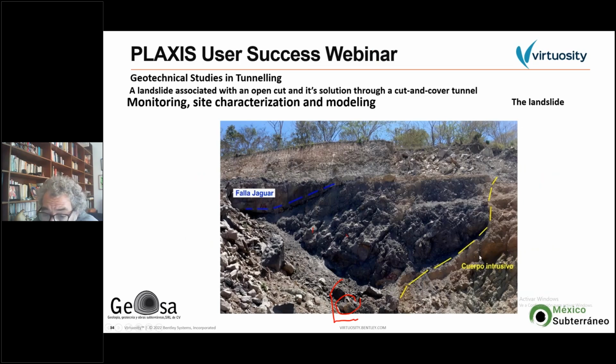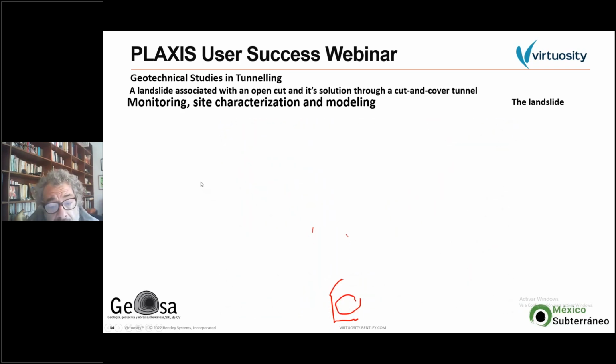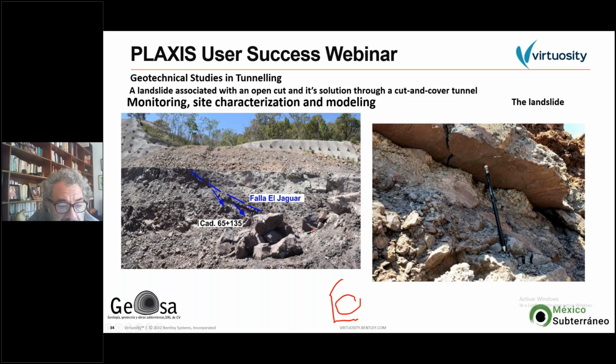There are also intrusive bodies of volcanic rocks and contacts between different lithologies. This is the position of the main fault, and this is just the contact zone of some intrusive elements. There's another detail of the fault, and this is a detail of the main characteristic of the fault. You can see a very clayey material which was wet. Well, it was the aspect of the main fault, right?